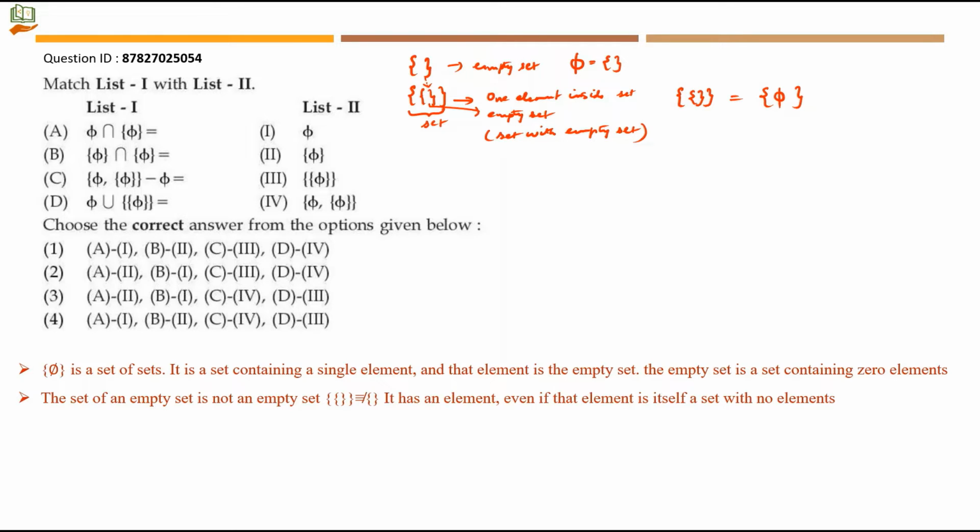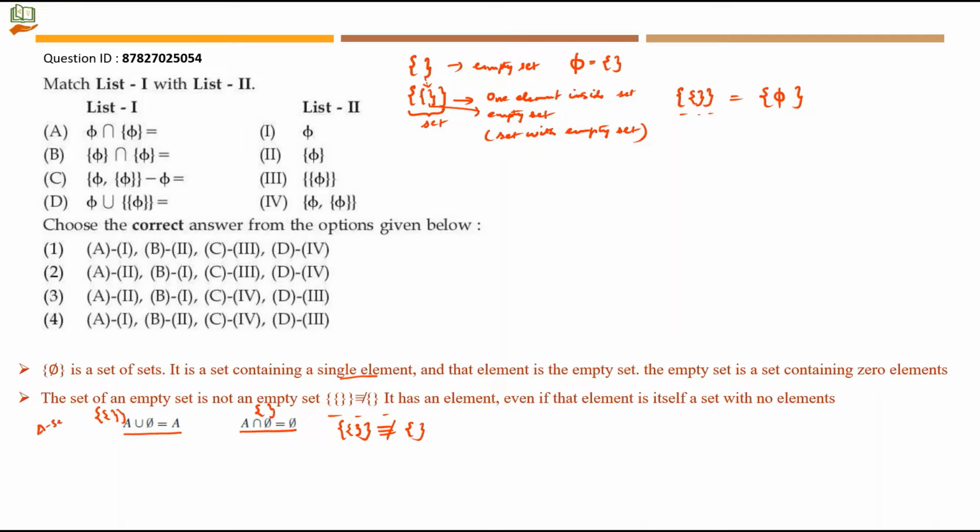Empty set inside a set is a set of sets. It's a set containing a single element, as I said, and that element is the empty set. So what is an empty set? The empty set is a set that contains 0 elements. It means no elements are present. The set of an empty set is not an empty set. This is what they have mentioned in this symbol. It has an element even if that element is itself a set with no elements. We are not bothered about what is inside the set. We are only bothered that the set contains something. We have 2 operations here. One is the union operation and the other one is intersection operation.